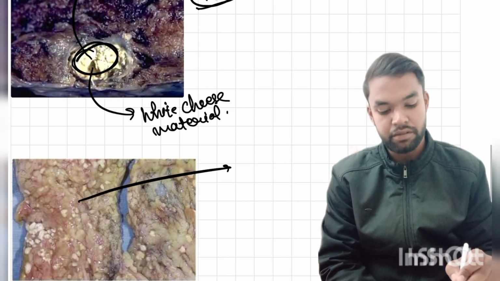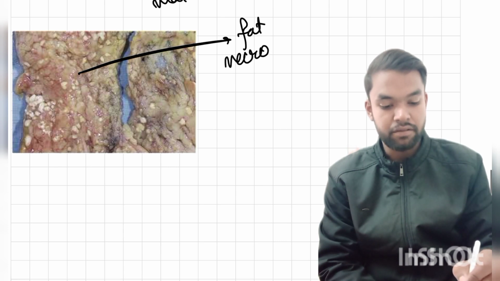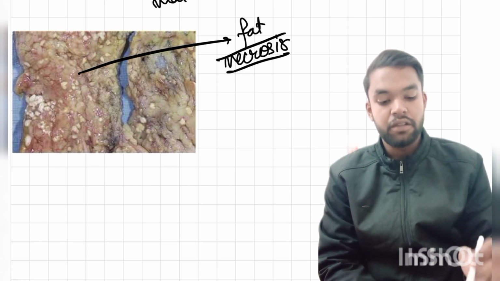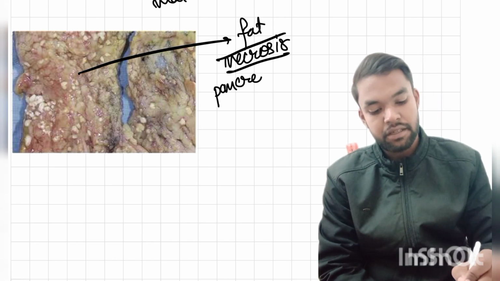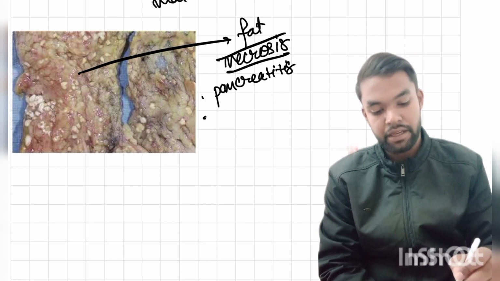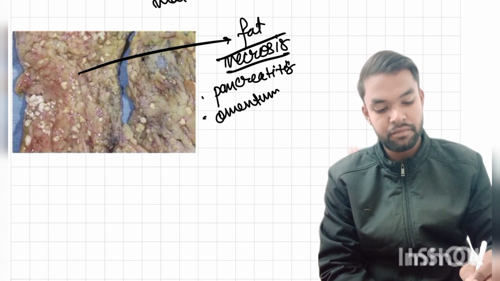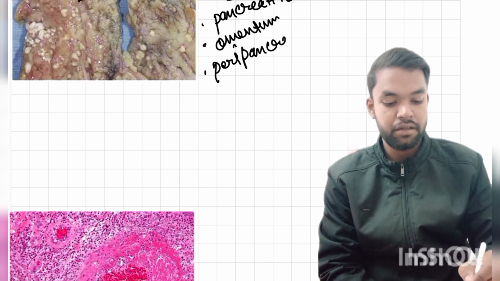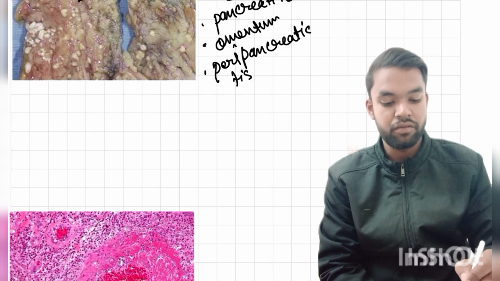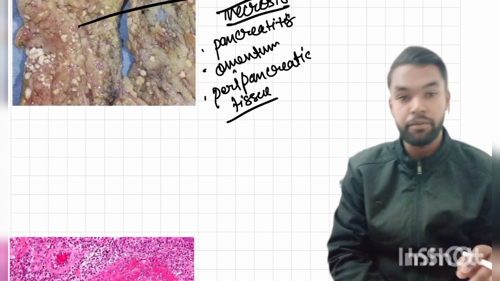Next type of diagram shown is fat necrosis. So, what is fat necrosis? Basically, fat necrosis is found in pancreatitis and other kinds of disease. For example, the omentum, and next is the peripancreatic area, peripancreatic tissue. So basically, all these conditions mainly show fat type of necrosis.